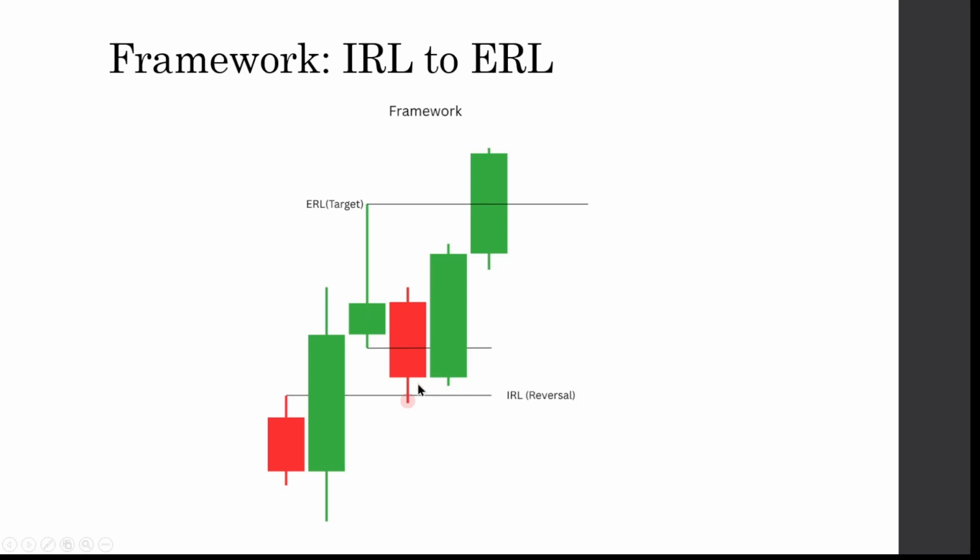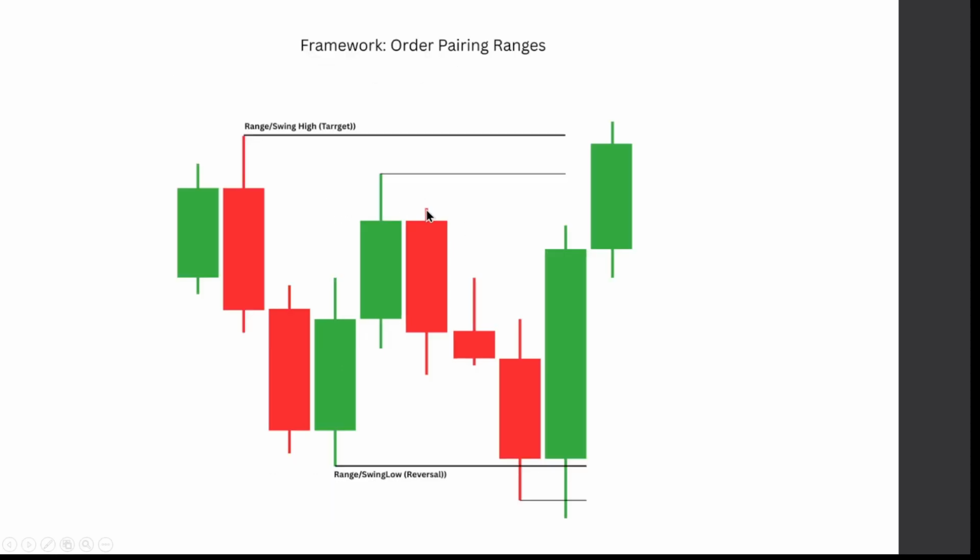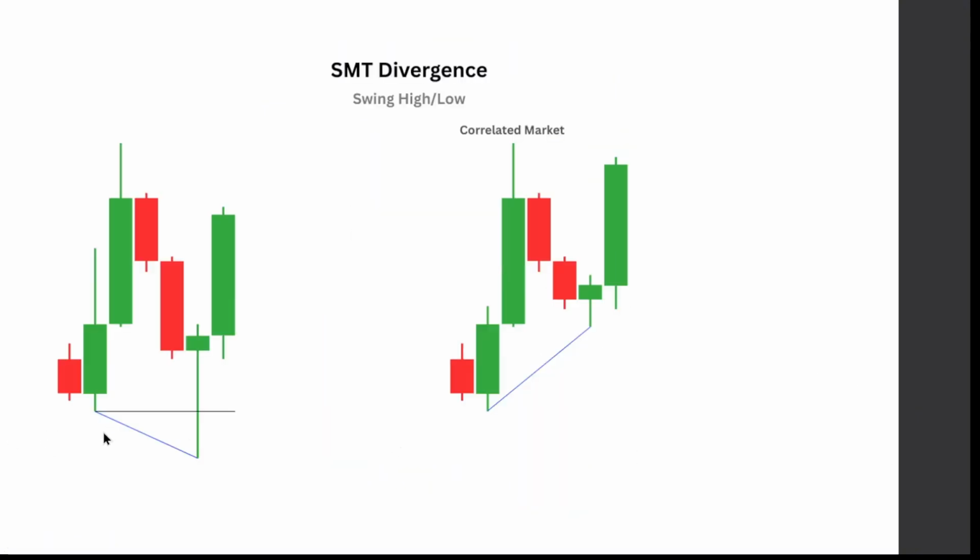Then what we have is internal range liquidity to external range liquidity. This is when price retraces. We get some kind of reversal signature, could be an SMT fill, an SMT, a precision swing point with a swing formation that is indicating that price wants to reverse, and we will then be targeting external range liquidity. And then the last one is order pairing ranges. This is when price is in a range and price takes out the range low, gives us a reversal signature as usual, and we will then anticipate that price reverses and trades to the opposite end of the range. Order pairing ranges.